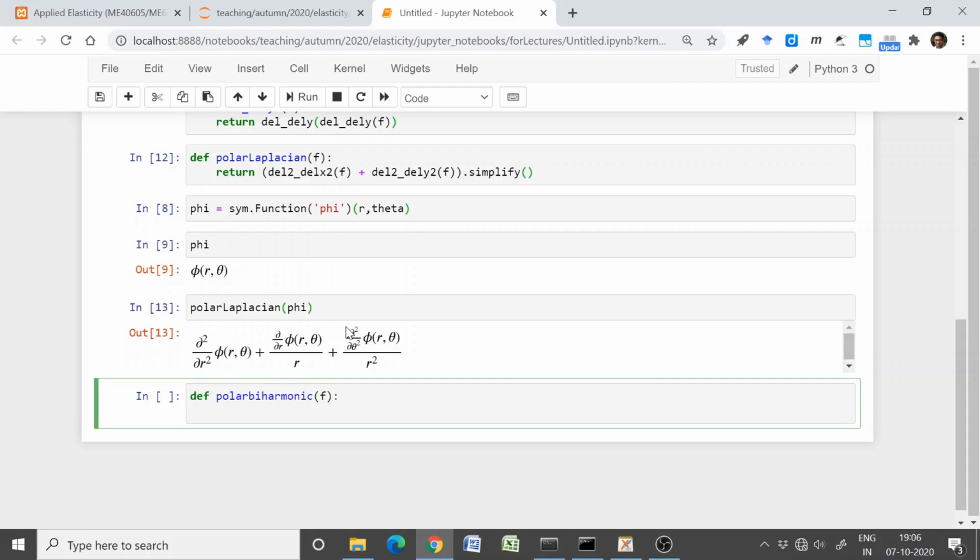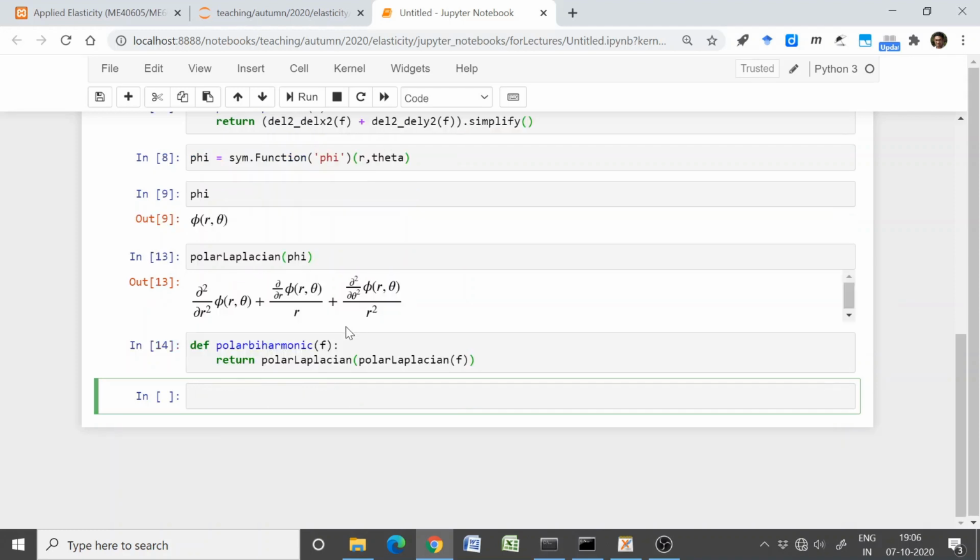using this generic function f, and we return. We don't use any del 4, del x4, anything like that. We just use the polar Laplacian operating on itself. Polar Laplacian of the polar Laplacian of f. That's it. Now let's test this out. Let's see what the polar biharmonic of my phi function, which I have set up, looks like.